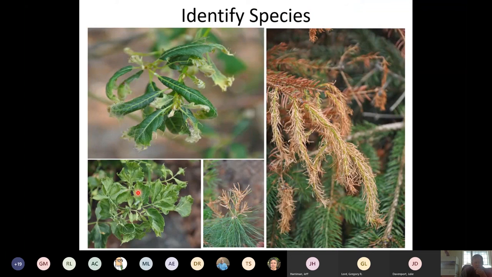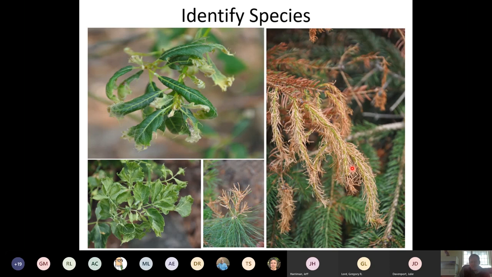Box elder that's showing some cupping and twisting and some strange venation patterns. The white pine new growth is very odd. And the spruce new growth is twisted and looking funky. So we've got multiple species in the same location, multiple trees. So we're probably thinking it's something abiotic, right?